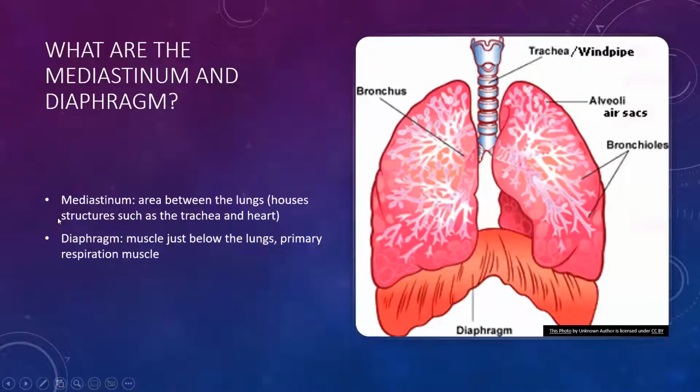What's the mediastinum and diaphragm? The mediastinum is the area between the lungs and it houses all of those structures. So obviously this is going to be closely related with cardiovascular because that is where the heart is. And then the diaphragm is the muscle just below the lungs, and that's the main muscle that helps you breathe. If you've ever been in choir or singing of any kind, you might be familiar with strengthening your diaphragm and how you can actually do that. So those are the two structures that are in this section.